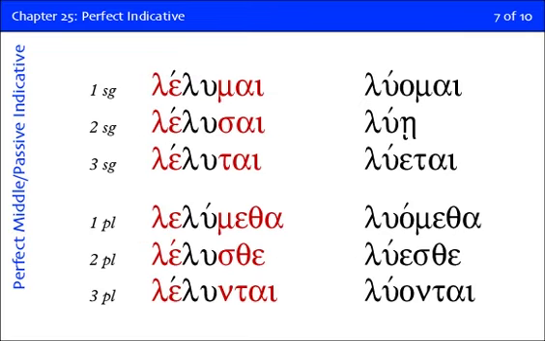And in the case of luo, it looks the same in both the perfect active and the perfect middle passive. And so you get lelumai, lelusai. Look at that. The real second person singular ending finally comes through. Whoa! It's so shy. Lelumai, lelusai, lelutai, lelumatha, lelusta, leluntai. And I put the present middle passive there for comparison.